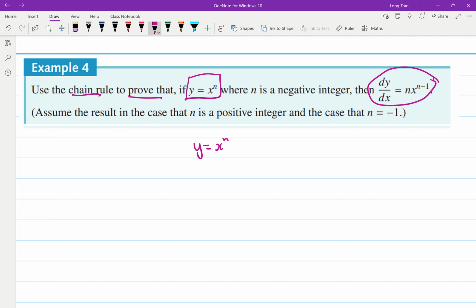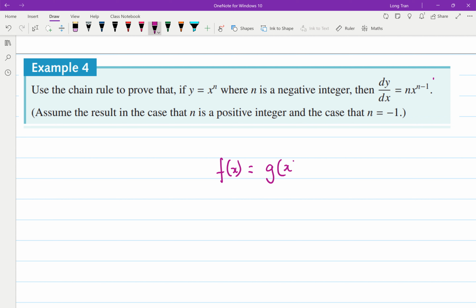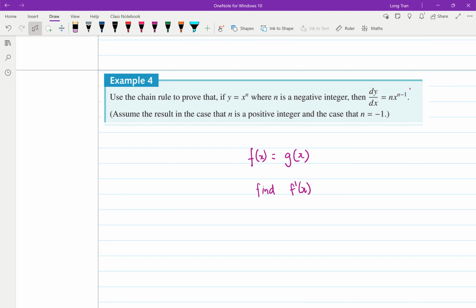Later in year 12, they don't get you to do this notation anymore. They will give you something like f of x is equal to g of x, find f dash of x, something like that. And then you need to be able to write that. You can only do that once you get used to the formula and understand it.